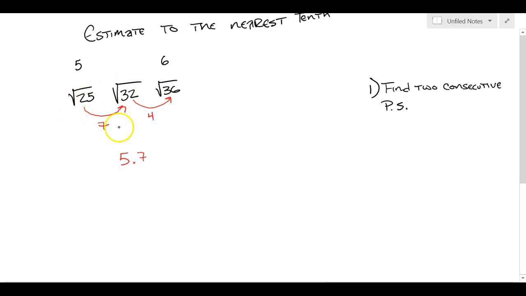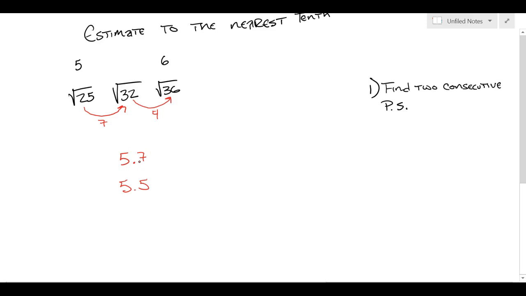What we see here is that 7 is greater than 4, not by a significant margin. In fact, if we were to take 1 away from here and add 1 to here, we would have 6 and 5. So it's almost an equal. It's almost halfway, being 5.5, almost. But we have 7 and 4, which means that the radical 32 is somewhat closer to 36 than it is to 25. Again, this is a difference of 7. This is a difference of 4.